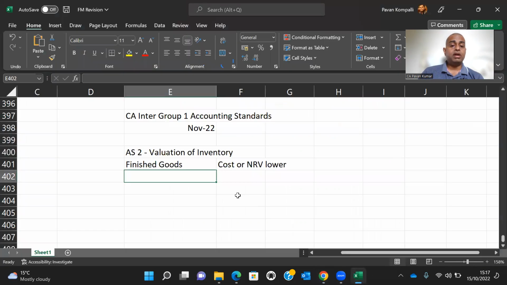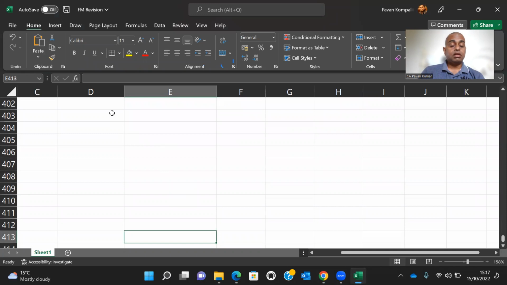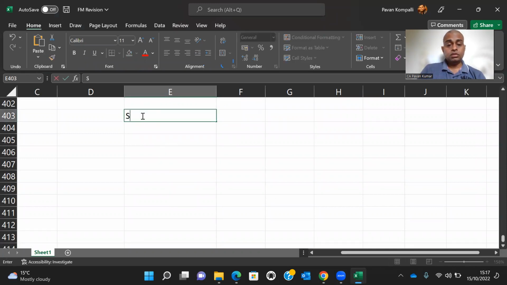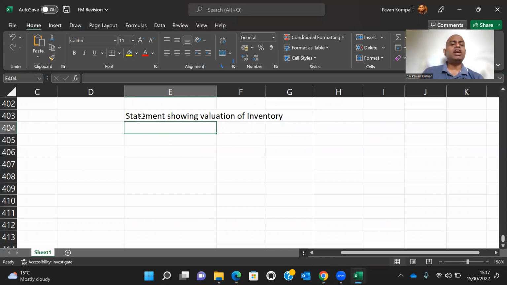So put the heading: Problem number 1, Accounting Standard 2. Statement showing valuation of inventory. Company name is not given. Balance sheet date also is not given. If it were given, we would have written statement showing valuation of inventory of X Limited as on 31st March 22. But we don't know the entity name or the accounting year, so we'll write statement showing valuation of inventory.